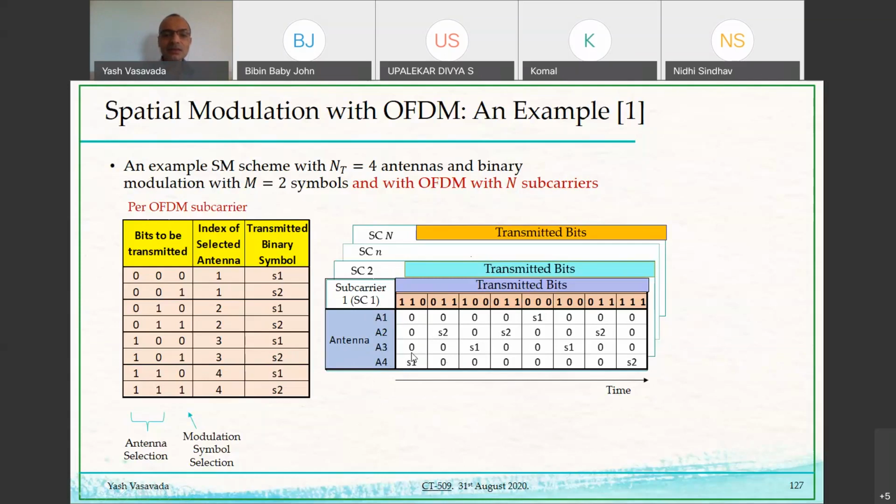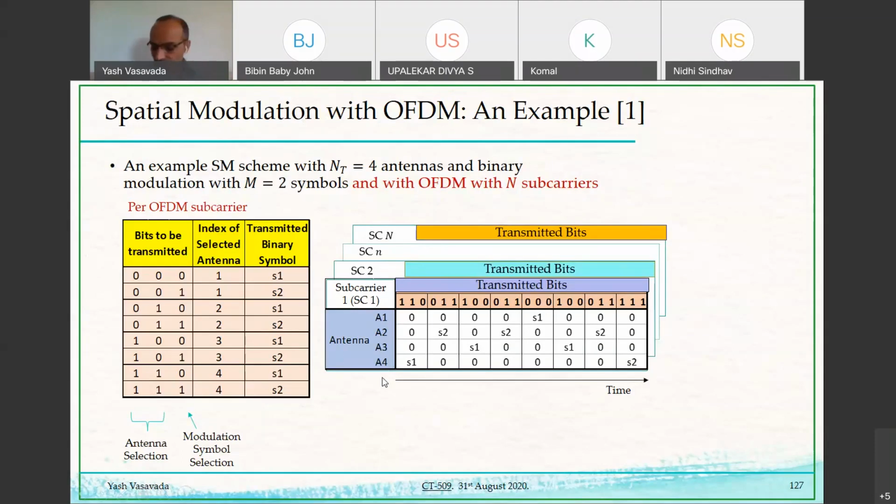But on the other hand, we are able to get many bits per channel use because, in this example, we are putting 3 bits on each subcarrier. And so now if I have a total of capital N subcarriers, then the total number of bits will become 3 times capital N. So this is just one example of space modulation with OFDM. Here I have merged the concept of space modulation and OFDM together.